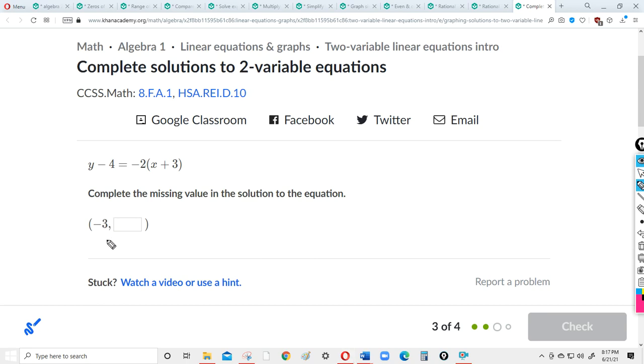So this is x comma y. Alright, so the x is -3 and the y we have to solve for. So you just want to take the -3 and plug it in.